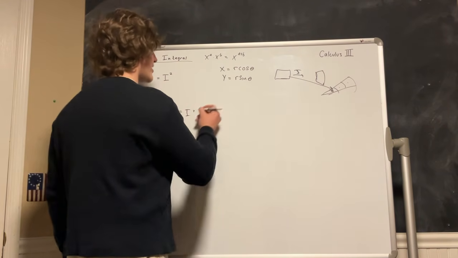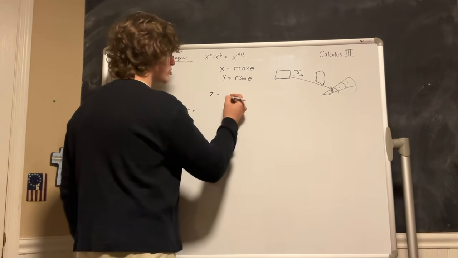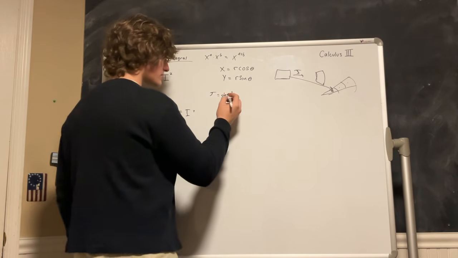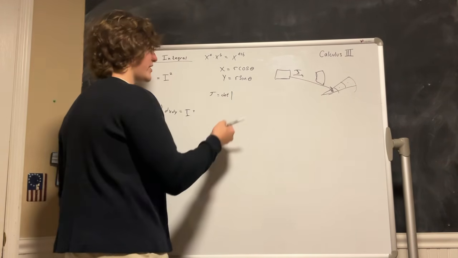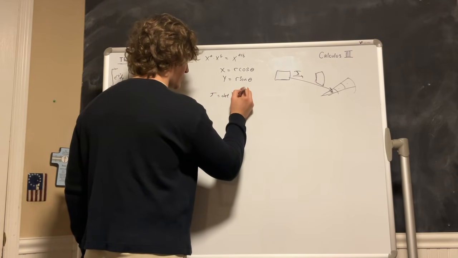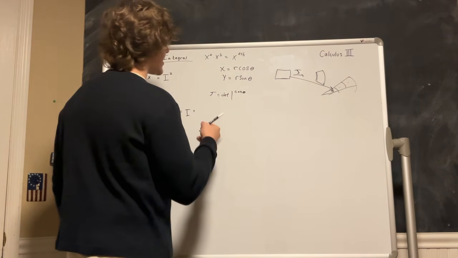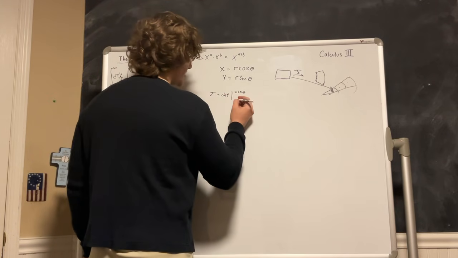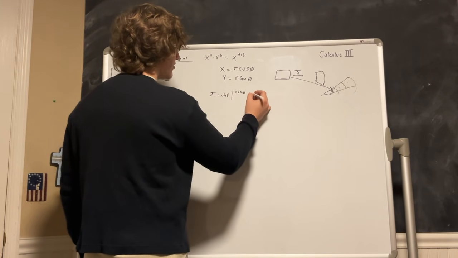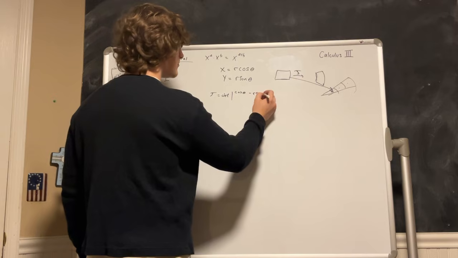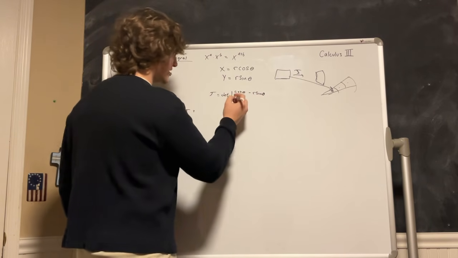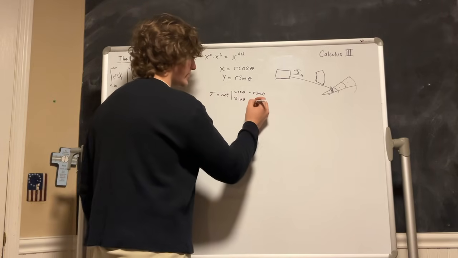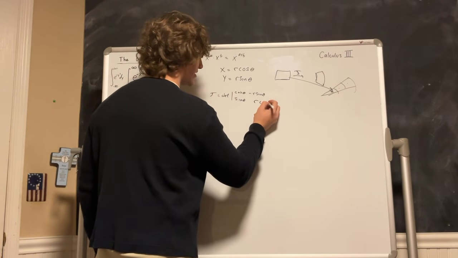So let's calculate our Jacobian. We know that j is equal to the determinant of the matrix of our dx by dr, which is just going to be cosine theta, then our dx by d theta, which is going to be negative r sine theta, then our dy by dr, which is going to be sine theta, and then our dy by d theta, which is just going to be r cosine theta.